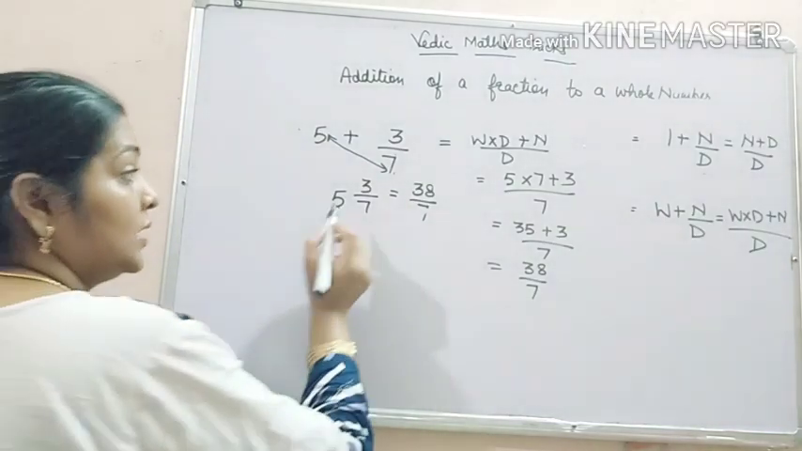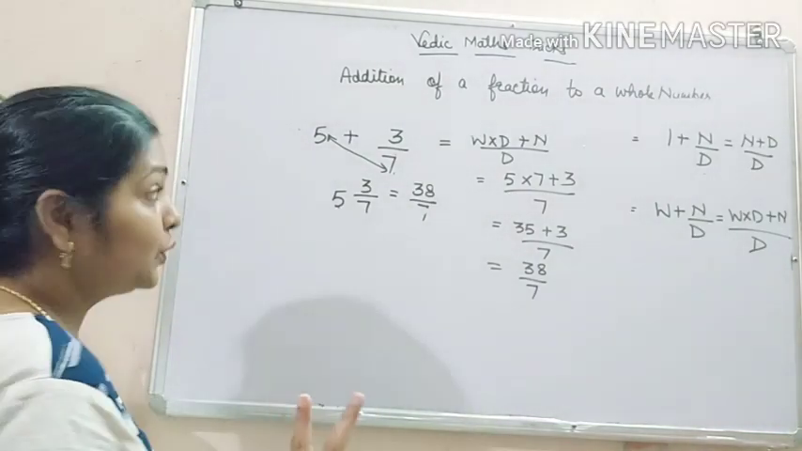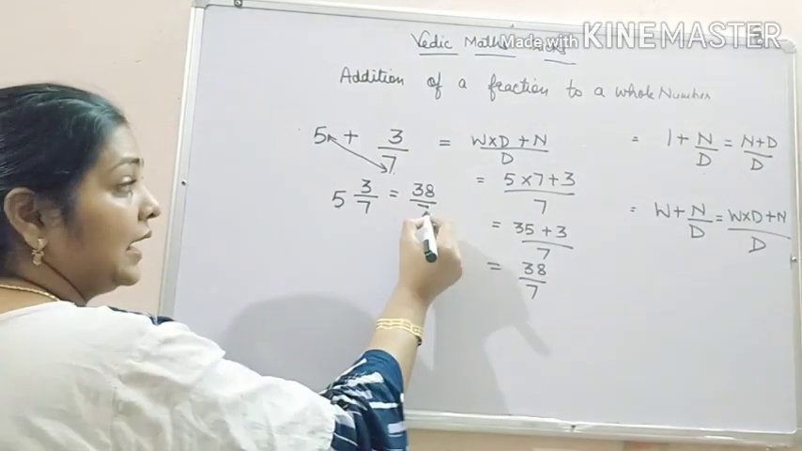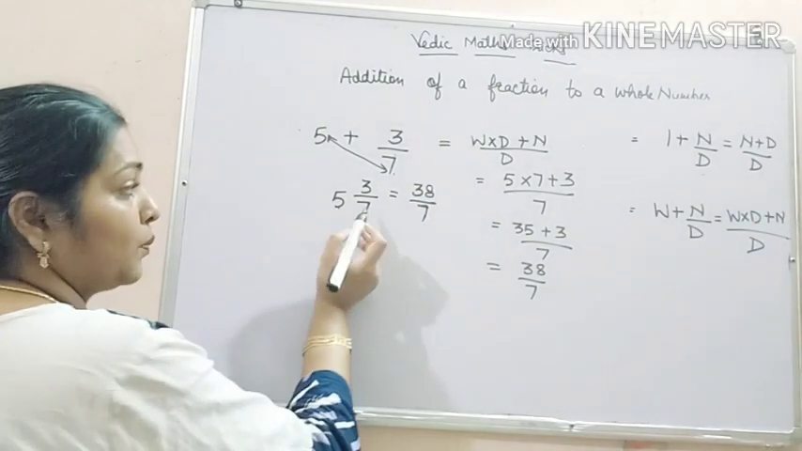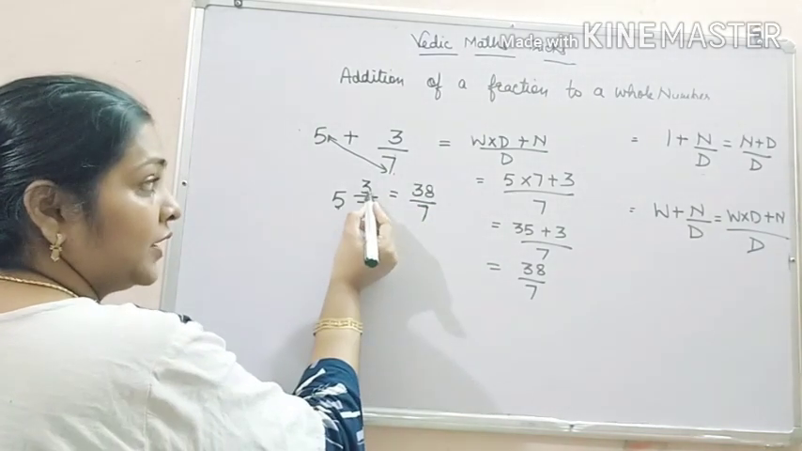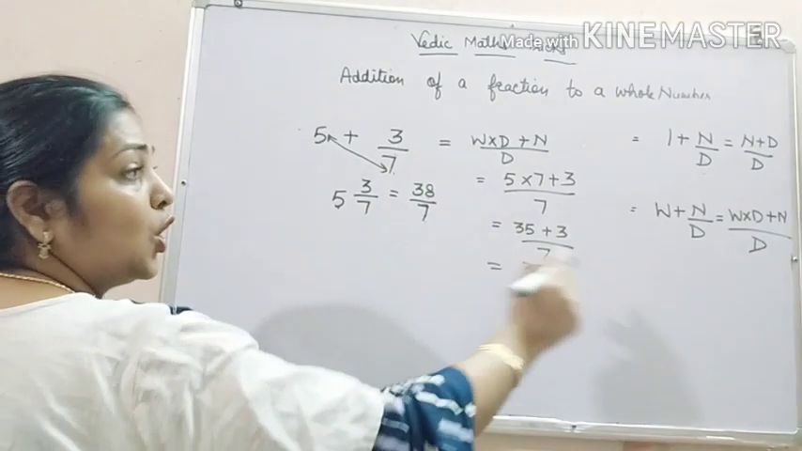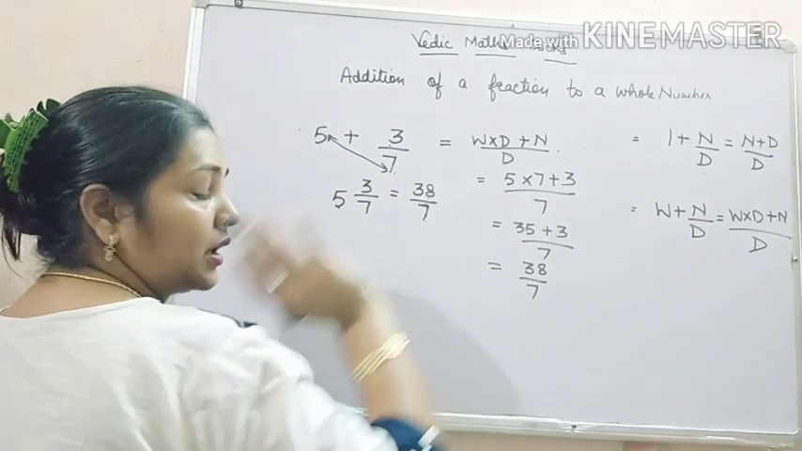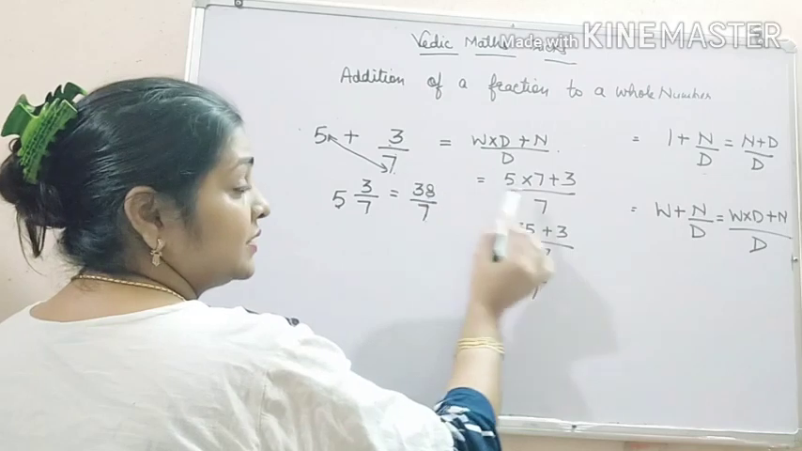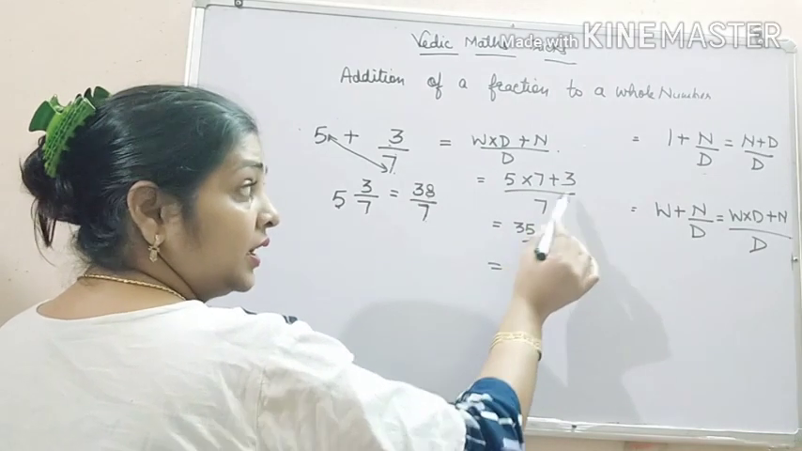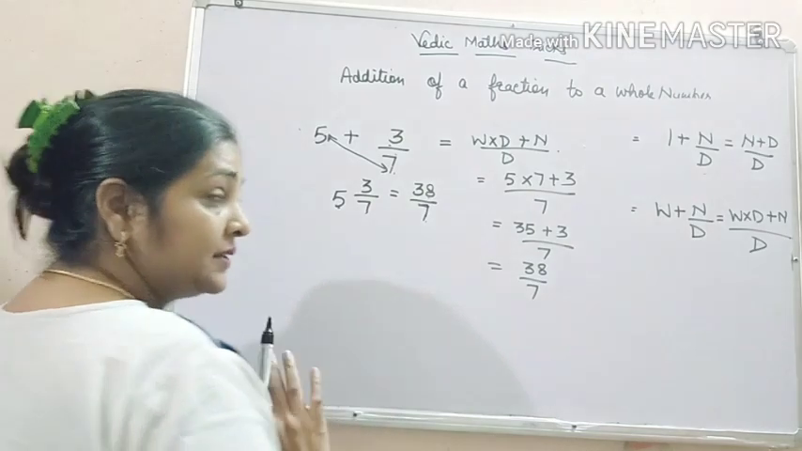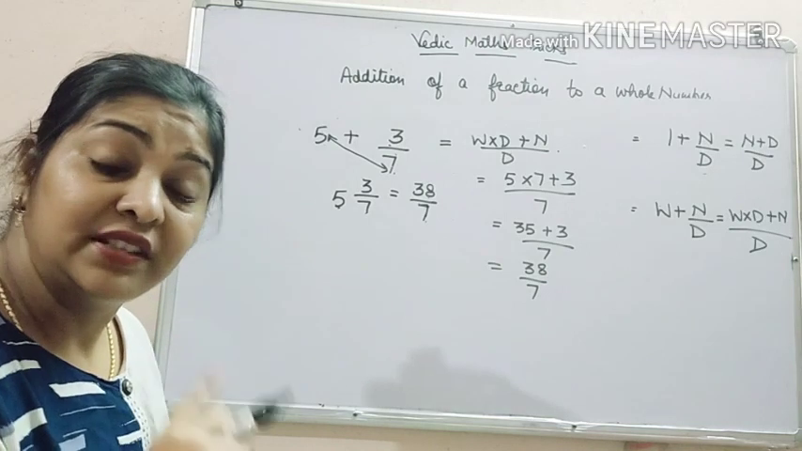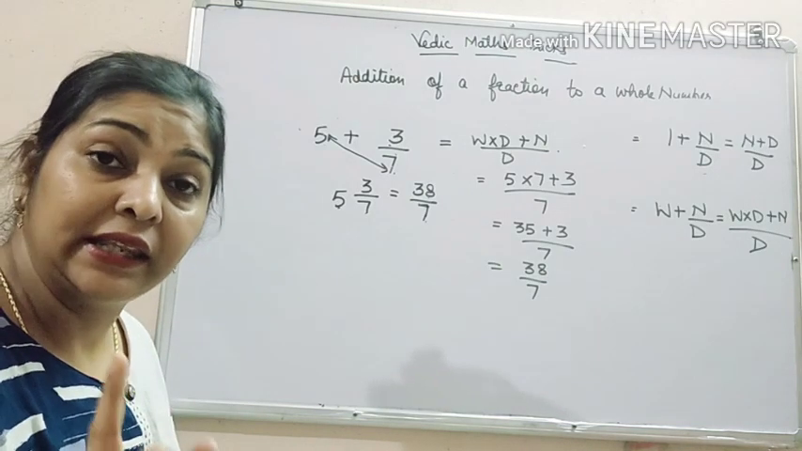Is that clear? So I have told you two methods to do it. Either write it as mixed fraction 5 3 by 7 and just convert it into improper fraction. 7 5s are 35, 35 plus 3, 38 by 7. Or you can use this formula. Whole number into denominator plus numerator upon denominator. 5 7s are 35 plus 3, that is equal to 38 by 7. In both the cases we get the same answer. If you use these tricks, you will never commit any mistake.